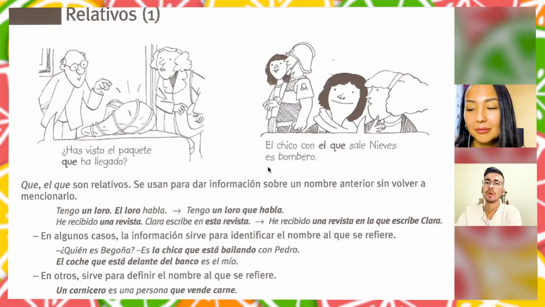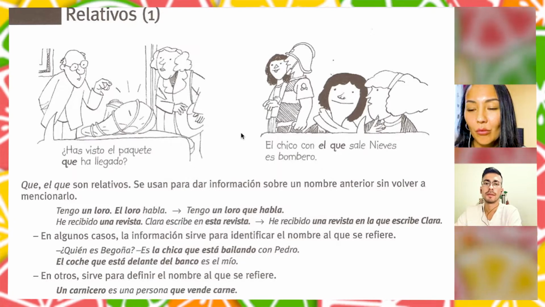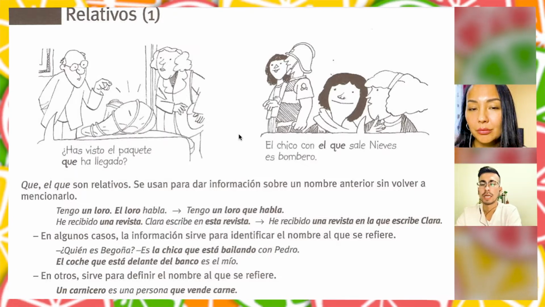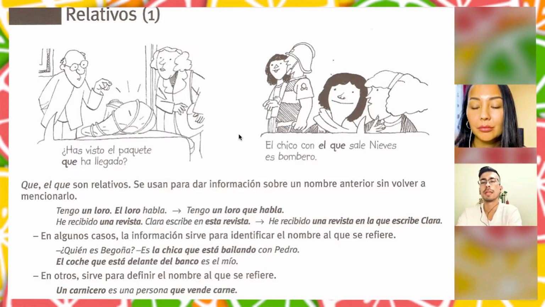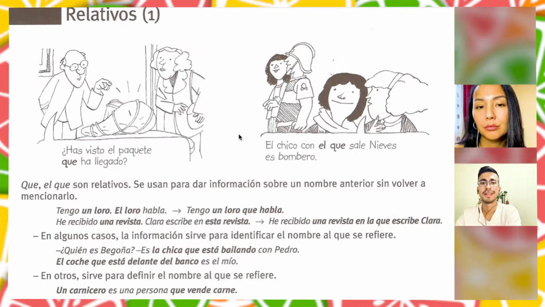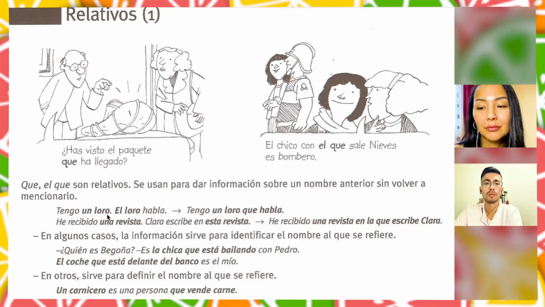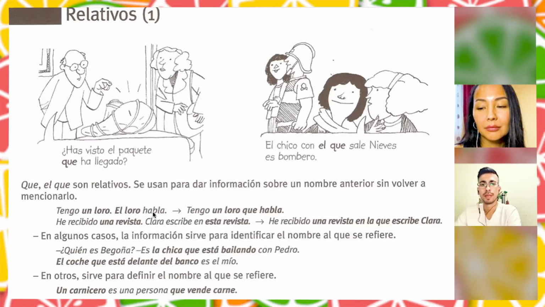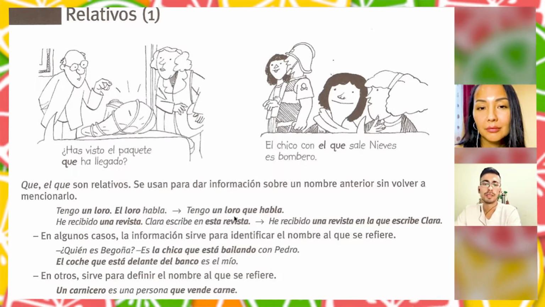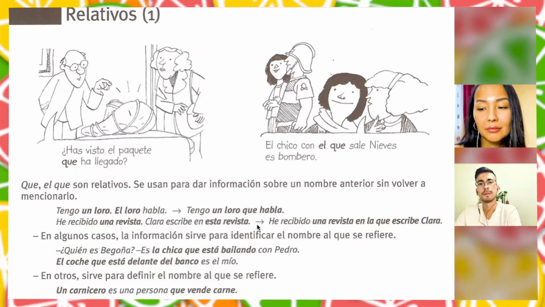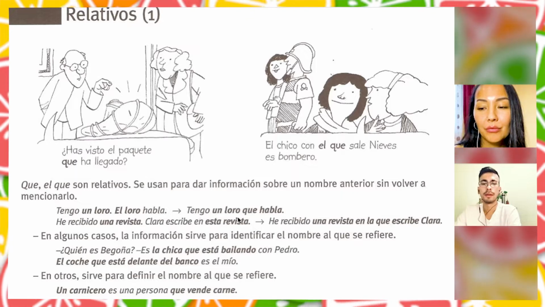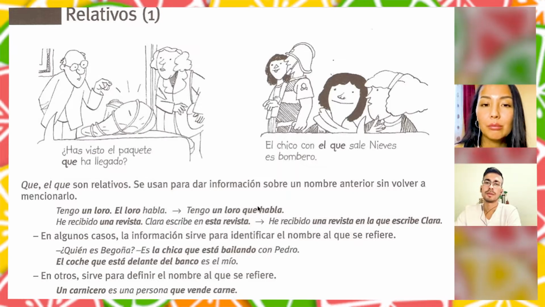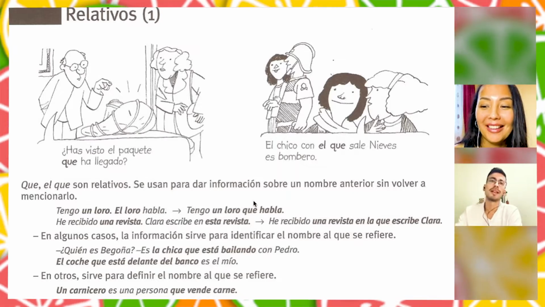What do we use relatives for? We use them to give information about previous actions, so we don't have to repeat it again. For example, tengo un loro, I have a parrot. El loro habla, the parrot speaks. If we want them together, we say tengo un loro que habla. I have a parrot which speaks. We don't have to say parrot again.